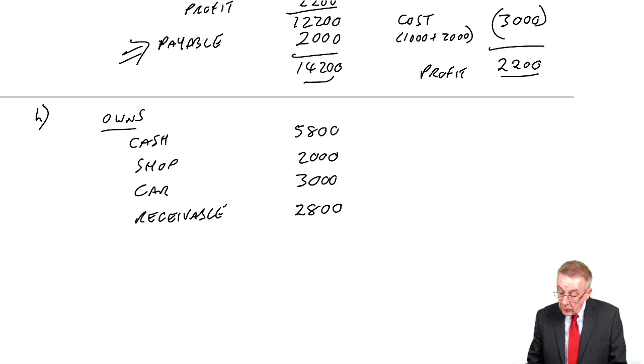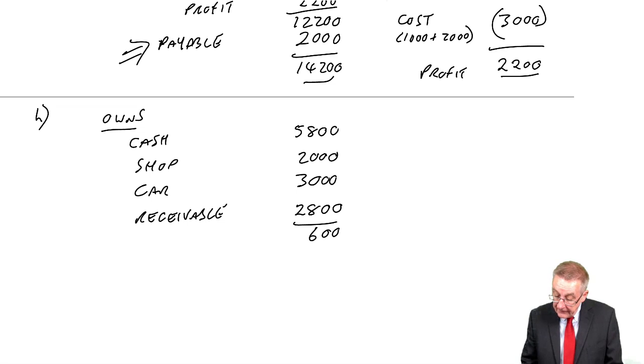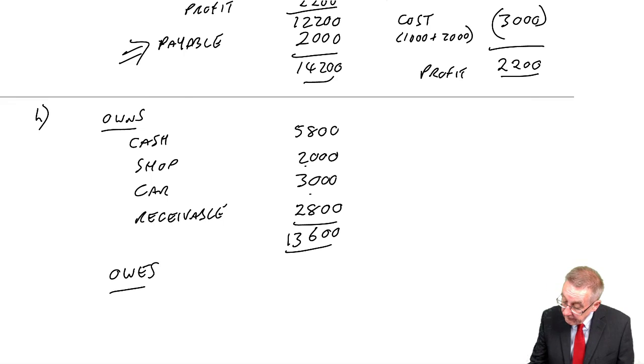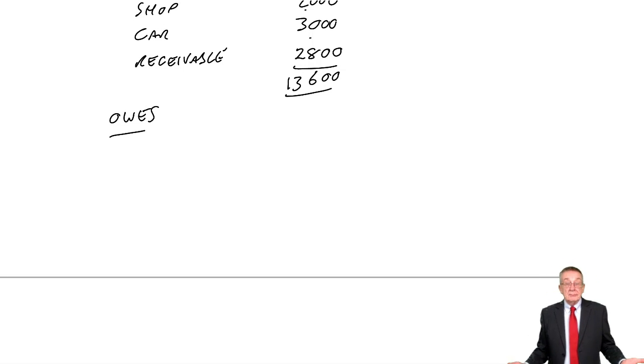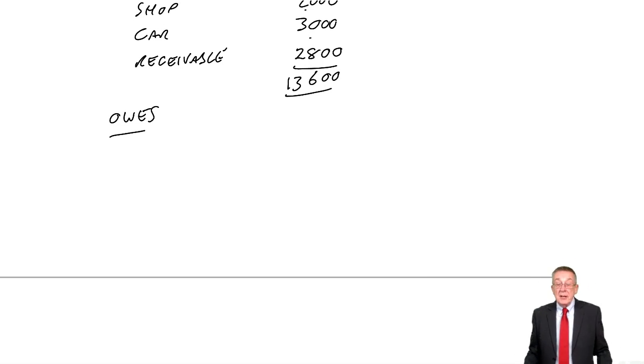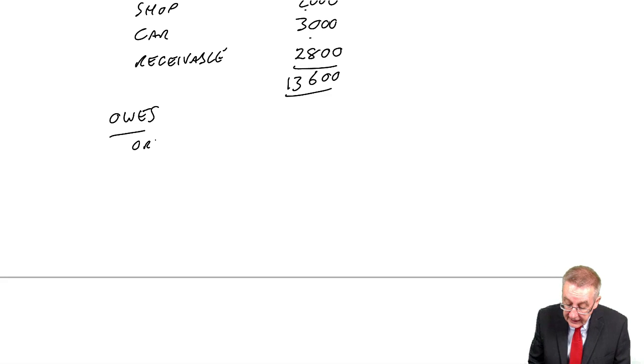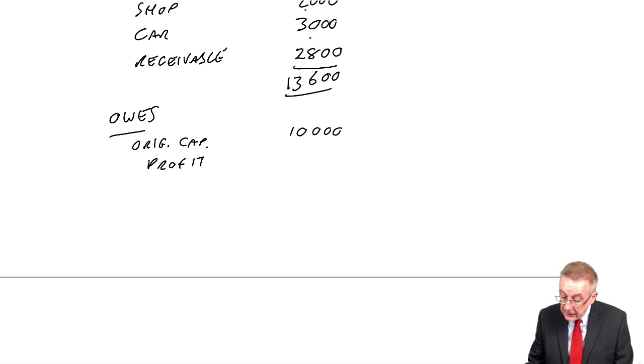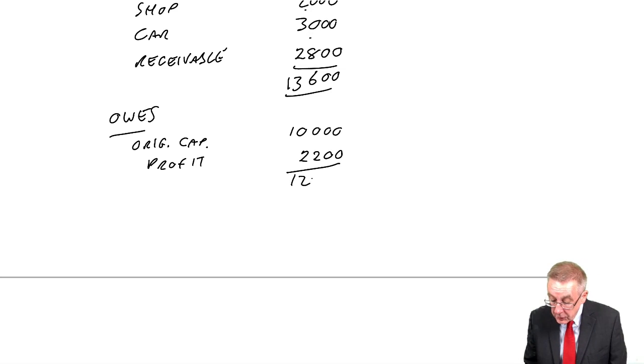So what are the total assets now? 6, 8, 11, 13,600. And what do we owe? The owner's not affected. The original capital, they still owe 10,000. The profit, well, we've not sold any more goods, and so the profit is still 2,200. The owner's owed 12,200.